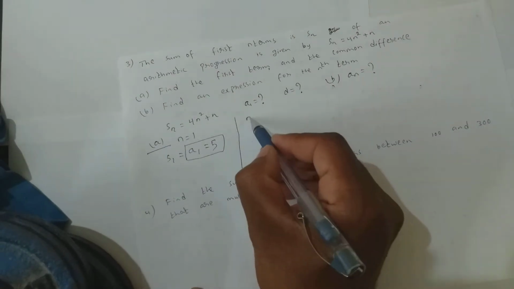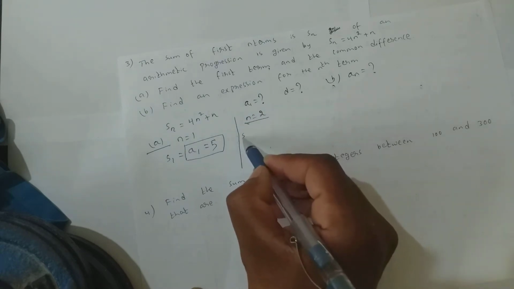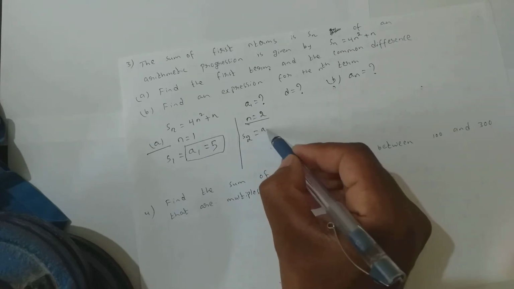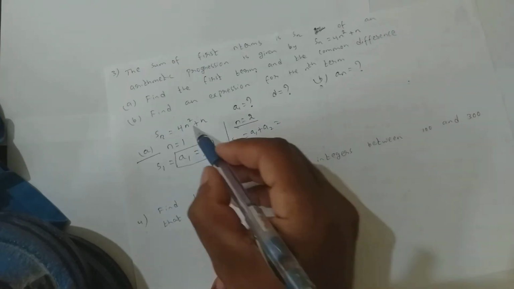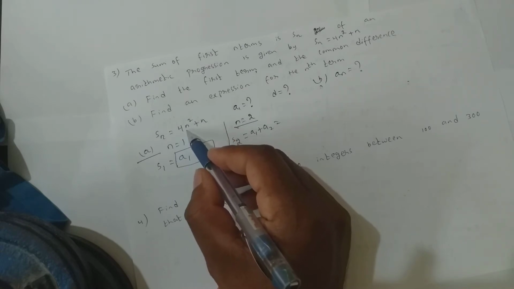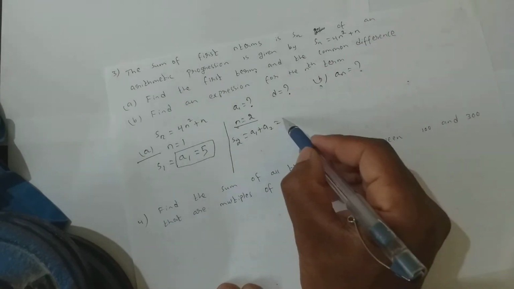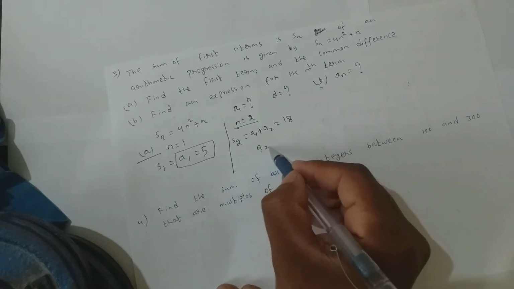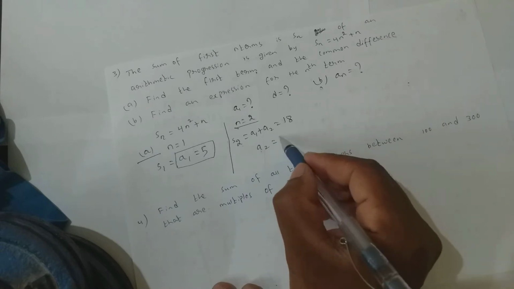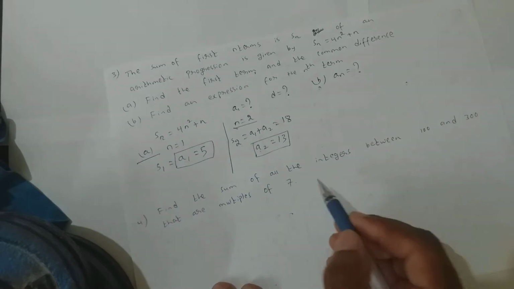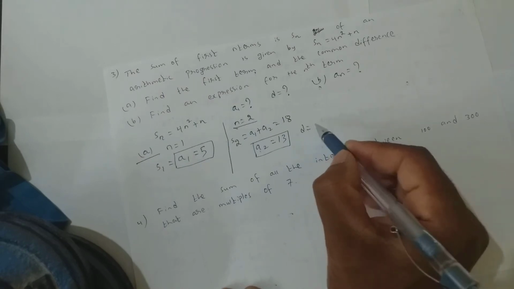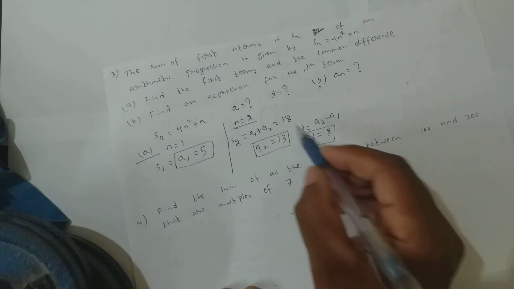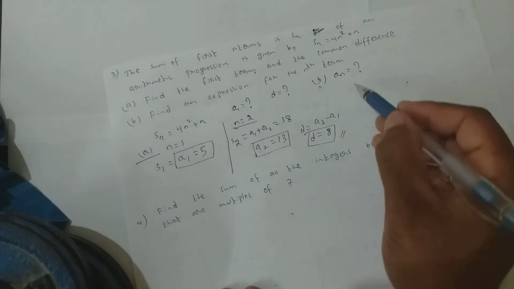Now if you put n equal to 2, how much you get? S2. S2 means how many terms are you adding? a1 plus a2. Put n equal to 2 in this: 2 square into 4 plus 2, 18 you get. a1 is 5, so you get a2 to be 18 minus 5, 13. Now what is the difference? Difference is nothing but a2 minus a1, which is 8. So we found a1 and d.